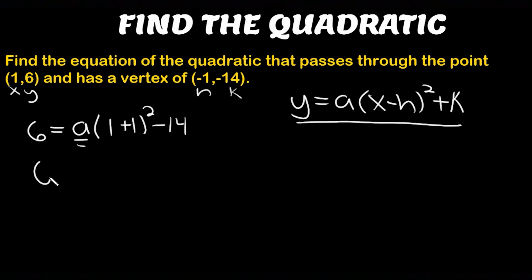Cleaning it up, we get 6 is equal to 1 plus 1, which is going to give us 2, 2 squared is 4, and we're doing 4 times a, so 4a. And then we have -14. Okay, from here we're going to add 14 on both sides.